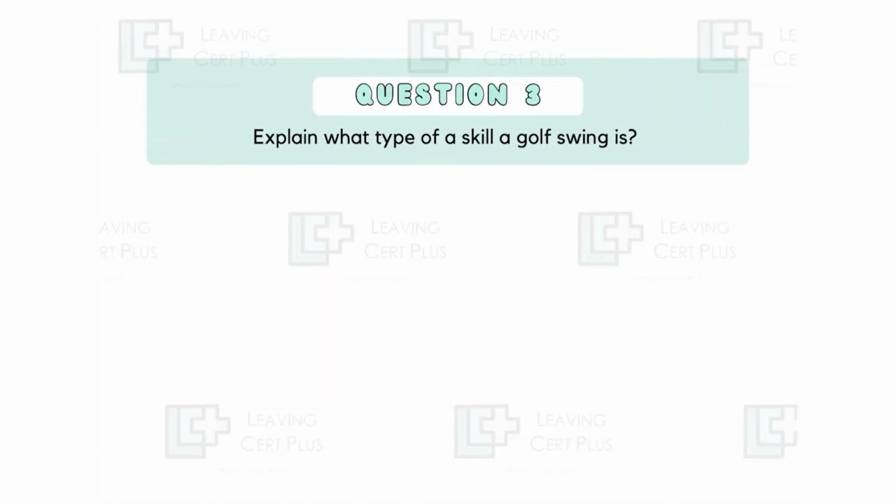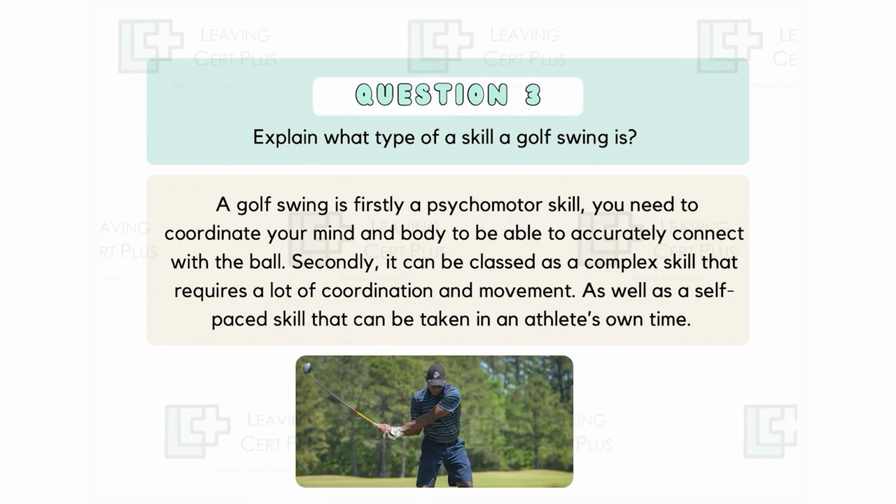And question 3, explain what type of a skill a golf swing is. Okay, so this goes into a little bit more detail. Firstly, based on our last lesson, it's a psychomotor skill where you need to coordinate your body and your mind to be able to accurately connect with the ball. Secondly, it can be classed as a complex skill that requires a lot of coordination and movement. And then as well as that, a self-paced skill that can be taken in an athlete's own time.